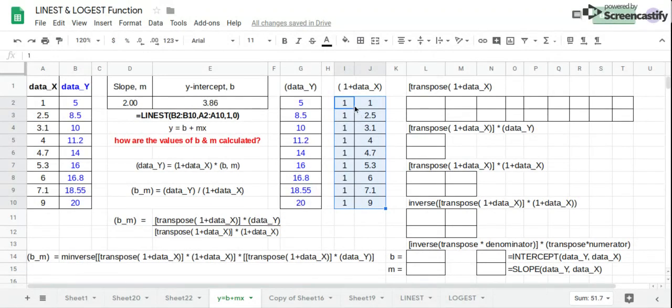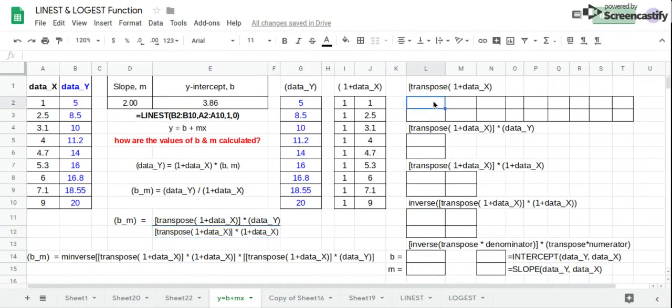So to convert this to a square matrix, we multiply it by its own transpose. So 1 plus data x times the transpose of 1 plus data x. If you multiply the denominator by the transpose of 1 plus data x, use the same transpose to multiply the numerator. Now that the denominator is a square matrix, you can invert it, apply the inverse matrix operation, and multiply directly to the numerator.